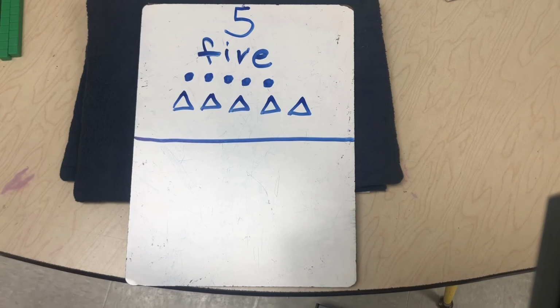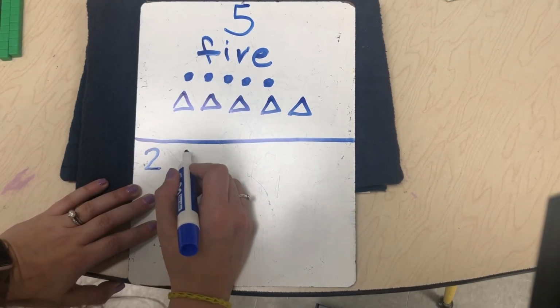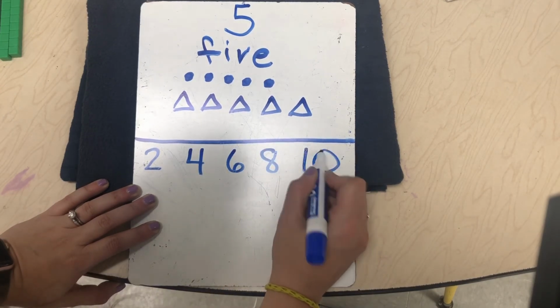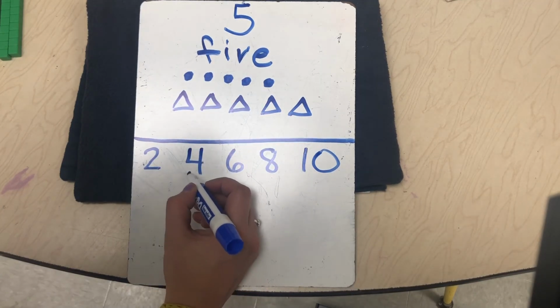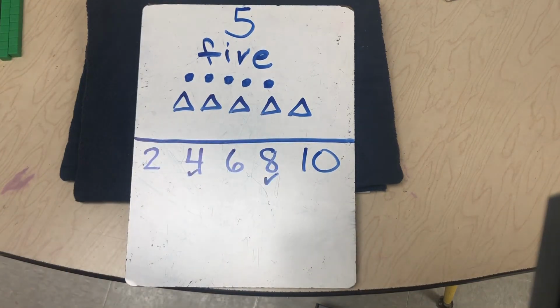Okay, so for the bottom, we're going to count by 2s. So we've got 2, 4, 6, 8, 10. And once again, you can test your child by saying, okay, point to the 4. So they point to the 4, check. Point to the 8. So they can point to the 8, check. And so on and so forth with that. It's however you want to do it. If you just want them to count by 2s, that's okay too. And that is another way that you can do the math journal.